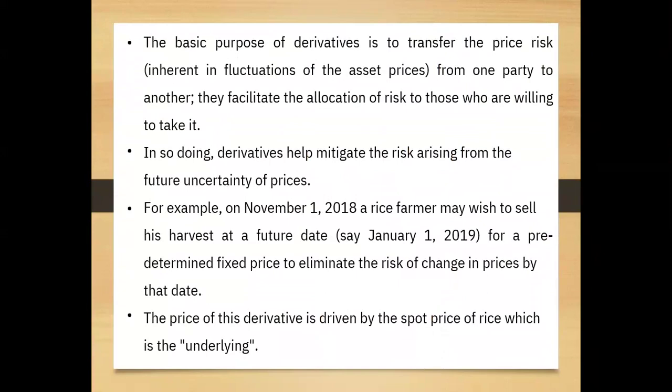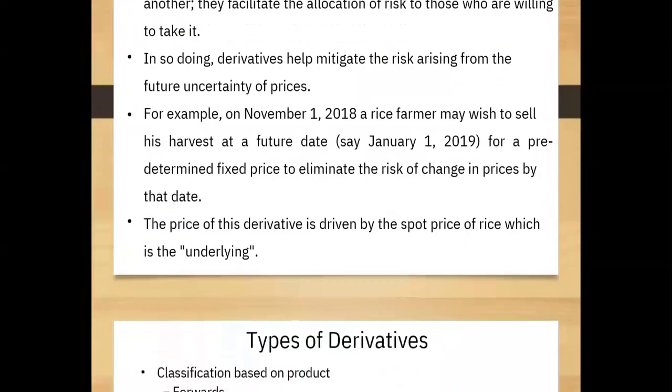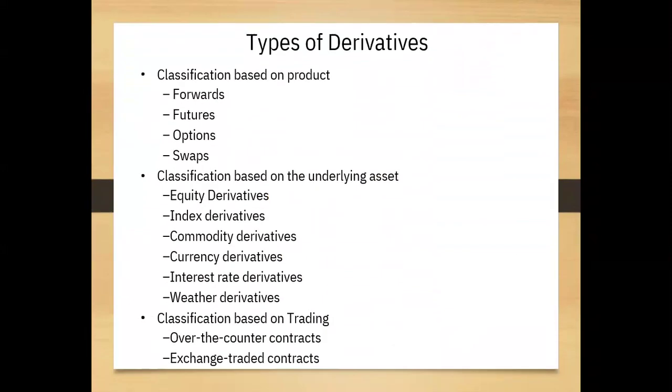For example, on November 1, 2018, a rice farmer wants to sell rice at a future date in January 2009 for a predetermined fixed price, to eliminate the risk of change in prices by that date. So here the price of this derivative is derived from the spot price of the rice, which is the underlying asset. Then what are the types of derivatives?